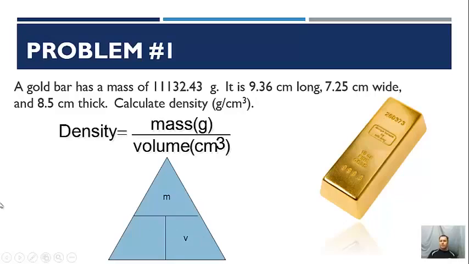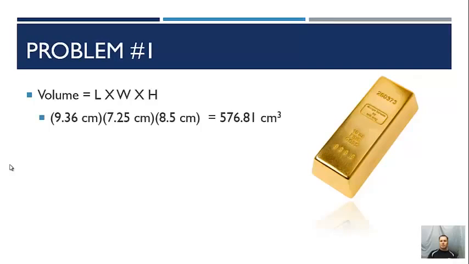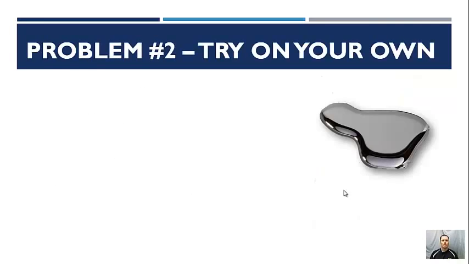Well, the first thing we have to do is figure out volume. So remember, it's a regular shaped object, so our volume is going to be length times width times height. So we have 9.63 times 7.25 times 8.5, which gives us 576.81 centimeters cubed. Now density is mass divided by volume. We had a mass of 11132.43 grams divided by our volume up here, and we get a density of 19.63 grams per centimeter cubed. Pretty easy.